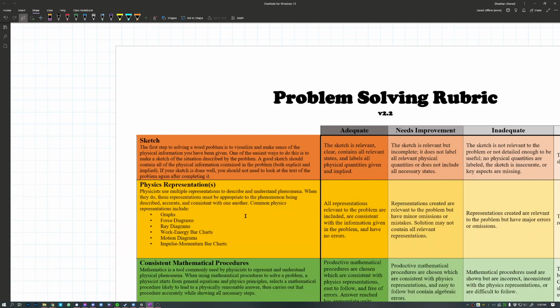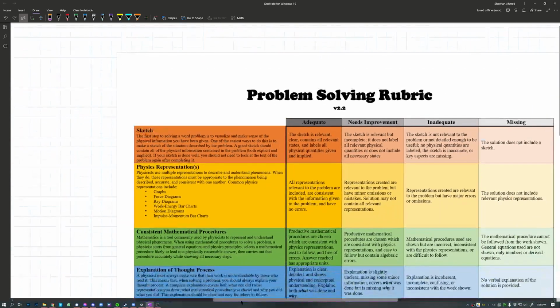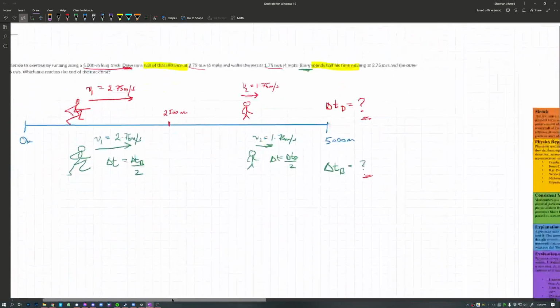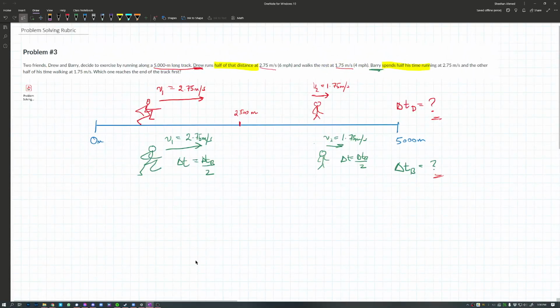So I don't know, this is a motion-related problem. Most likely motion diagrams or graphs might be useful to us. Let's see what we can do. Well, my first thought might be like, hey, let me get a motion diagram going, but would a motion diagram really be useful in this case? I could do more spaced out dots for the bigger speeds, less spaced out dots for the smaller speed, but at least for Drew, that's pretty easy because I know where the distance is, it's half and half. But with Barry's one, I can't really fill out a motion diagram because I don't know what those times are, and very hard to do.